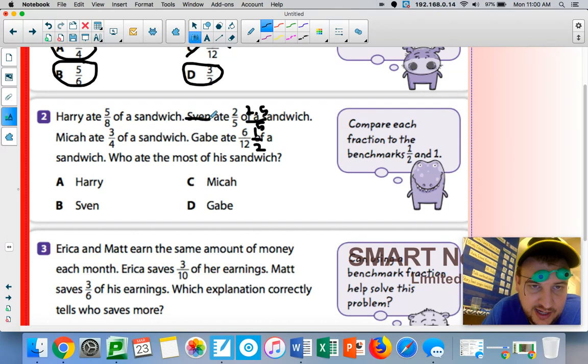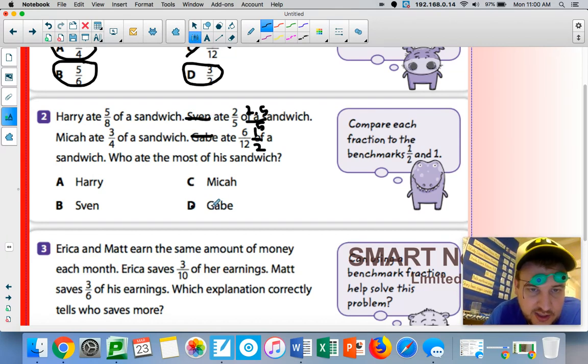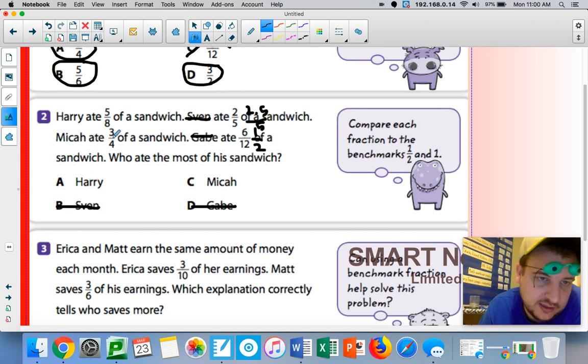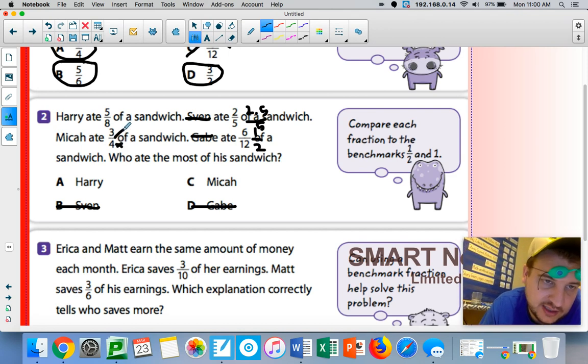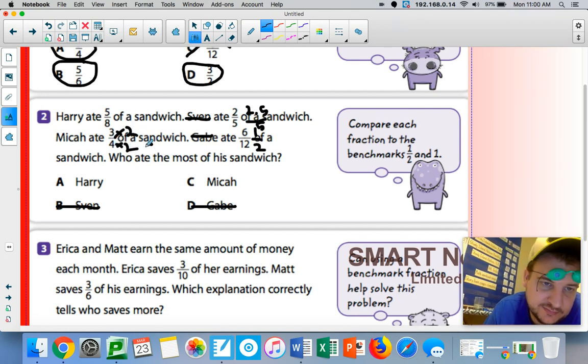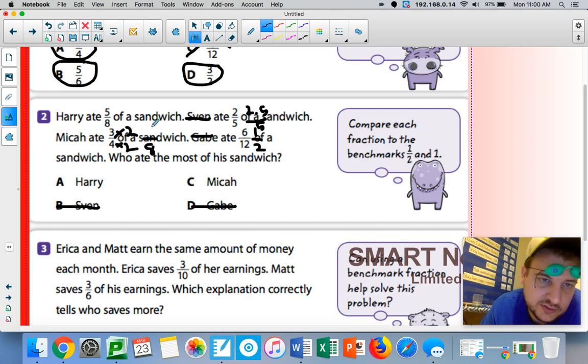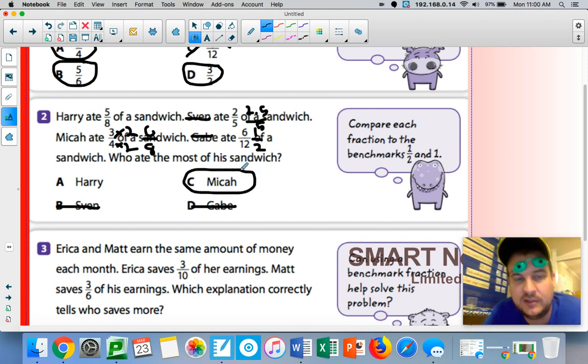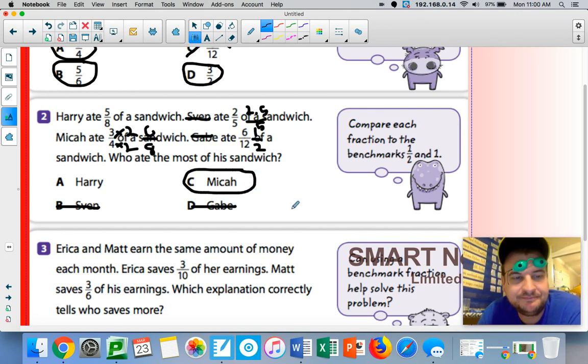So these two guys are out. There is no Gabe. There is no Harry. I've only got Harry and Micah to worry about here. I need to change the denominator and multiply the bottom and the top by the same number, which would be 2. 4 times 2 is 8. Same denominator. Look for the greater numerator. 2 times 3 is 6. Micah ate the most of his sandwich. Way to go, Micah.